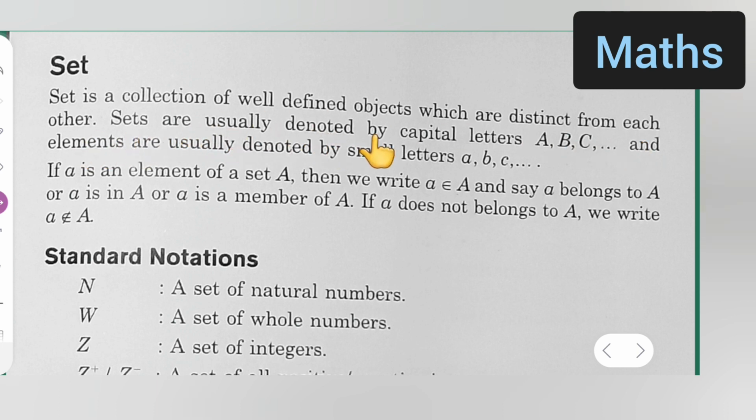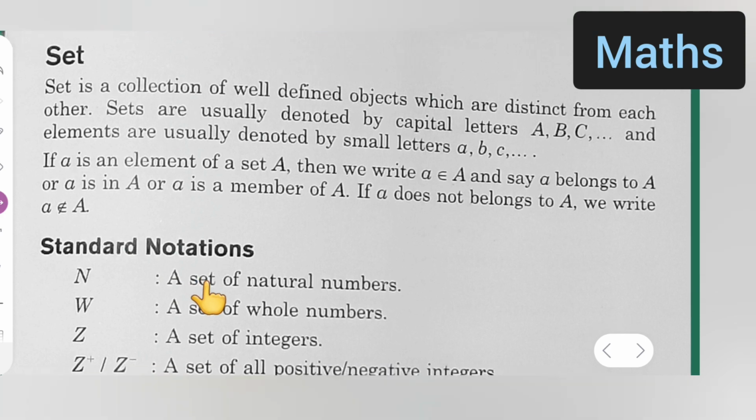Sets are usually denoted by capital letters A, B, C and so on, and elements are usually denoted by small letters, that is a, b, c and so on. If a is an element of a set A, then we write small a belongs to capital A, and say a belongs to A, or a is in A, or a is a member of A. If a does not belong to A, we write a does not belong to A.